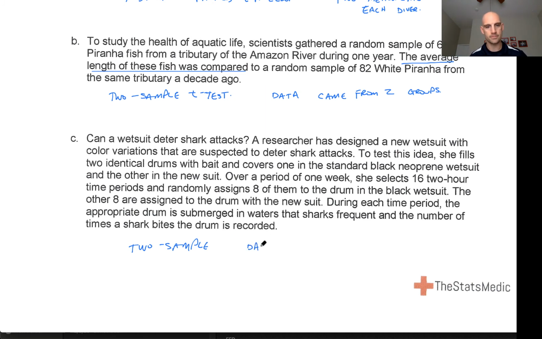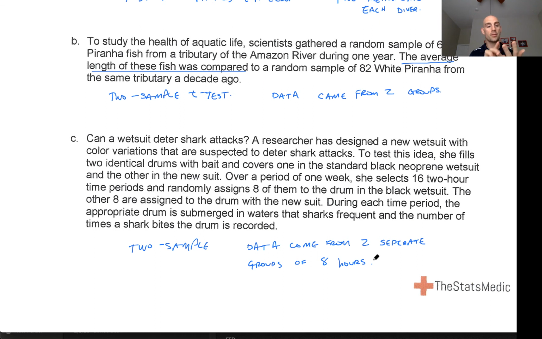So data come from two separate groups of 8 hours. The time frame of 8 hours is one group, and the other time frame of 8 hours is the other group.